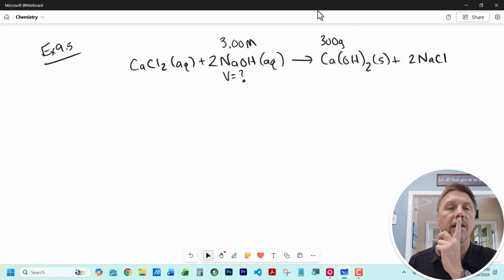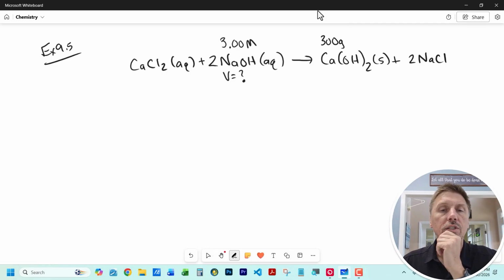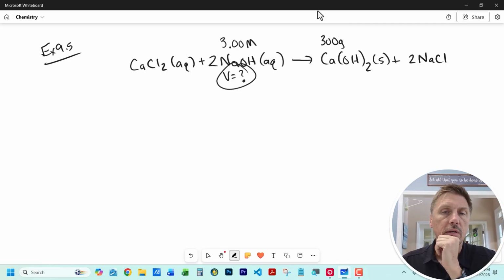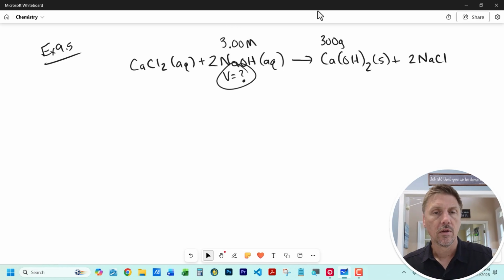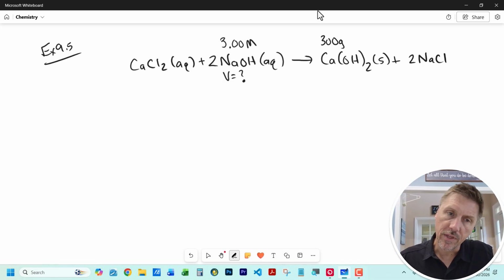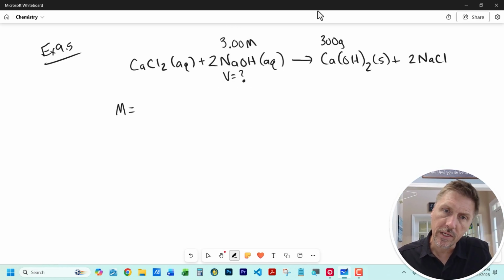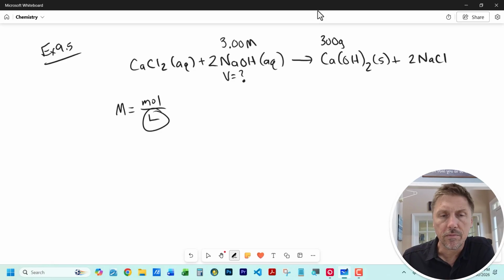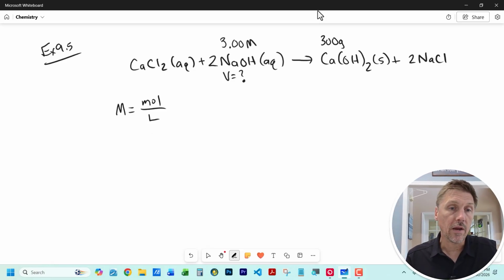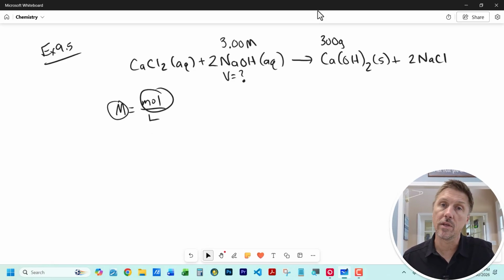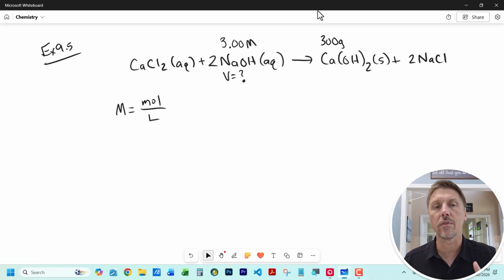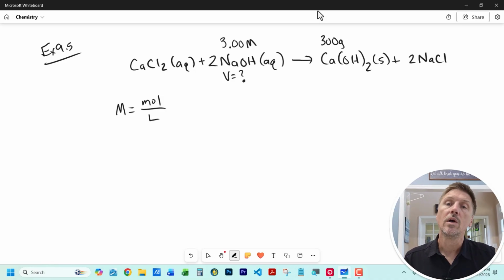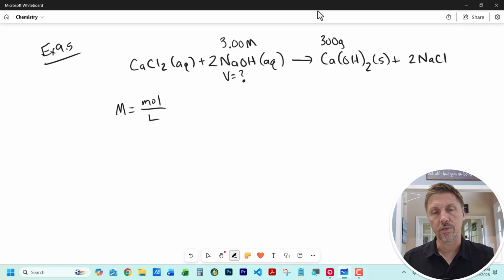How do we go about figuring that out? Well, to determine the volume of this, given the molarity of this, what are we going to need to find? Again, if you think about the molarity equation, molarity equals the number of moles over the volume in liters. So if I'm trying to find the volume in liters and I've got the molarity, I need to know the number of moles, right? So how could we figure out the moles of NaOH given the information that they've given us? Well, this one we're going to start with stoichiometry, right?